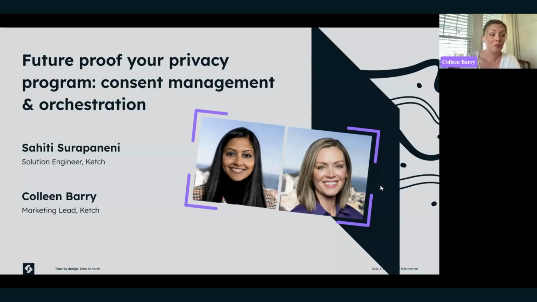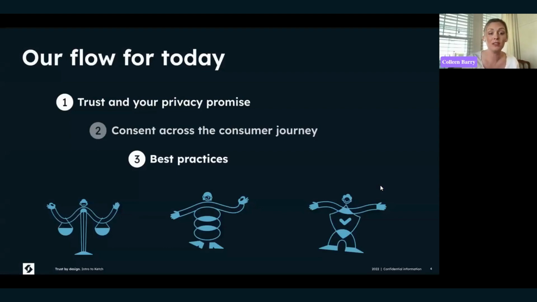So starting with consent management and orchestration, our flow for today, we're going to talk a little bit about teeing up what is consent and how that plays into your company's privacy promise and the trust your consumers expect from you. We'll talk about some market research and stats we have that emphasize how important the consumer voice is, the consumer's desires, in your consent journey. Then we'll talk about consent across the consumer journey and how it should play a central role in your program, how we handle that at Ketch, and how we recommend you approach best practices when it comes to consent management and orchestration.